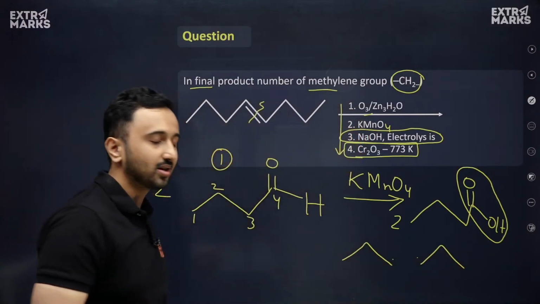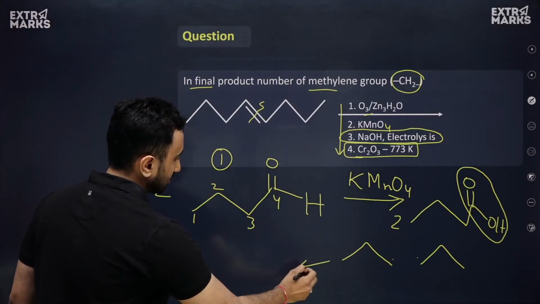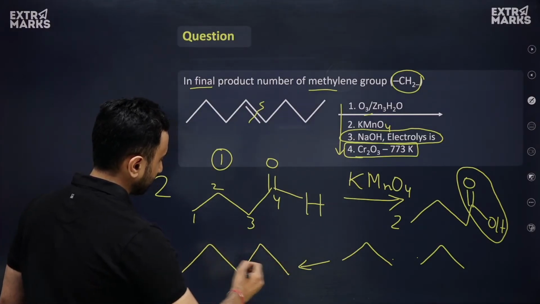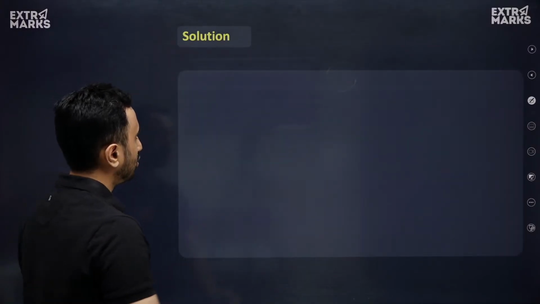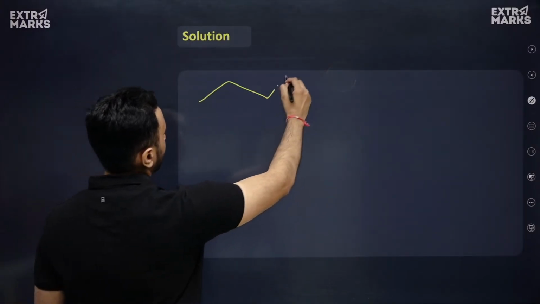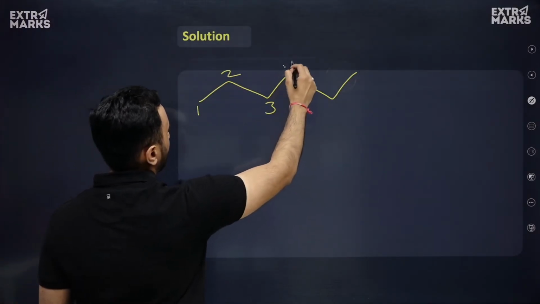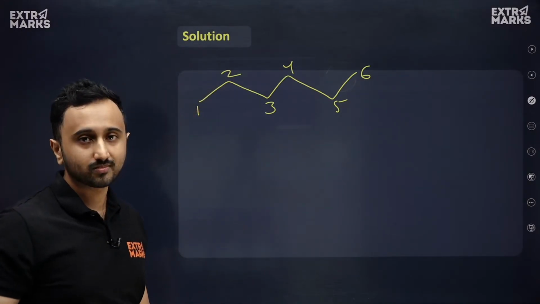They already have 3 carbon atoms. They will combine, and you will get this compound 1, 2, 3, 4, 5, 6. You will get this n-hexane, right? 1, 2, 3, 4, 5, 6. 6 carbon atoms in this compound.